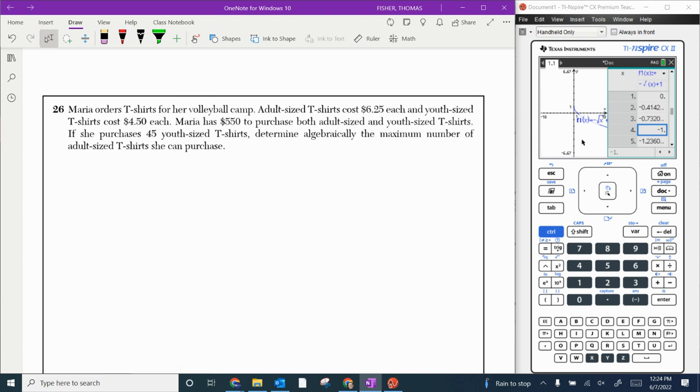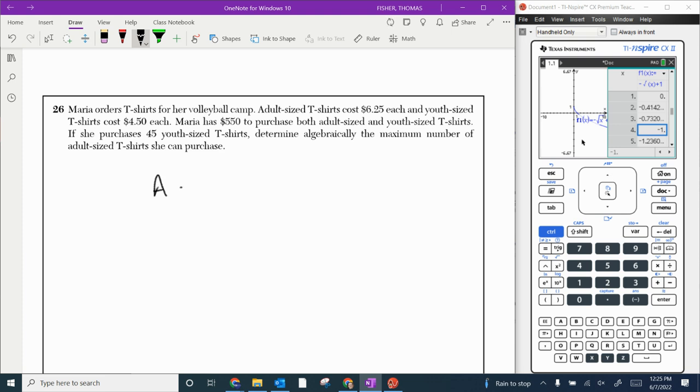For 26, it says here, determine algebraically the maximum number of adult-sized t-shirts she can purchase. So maximum number, we're talking about almost like an inequality. So $6.25 each for the adult size. This is kind of complicated, so we need some letters. We need some variables here.